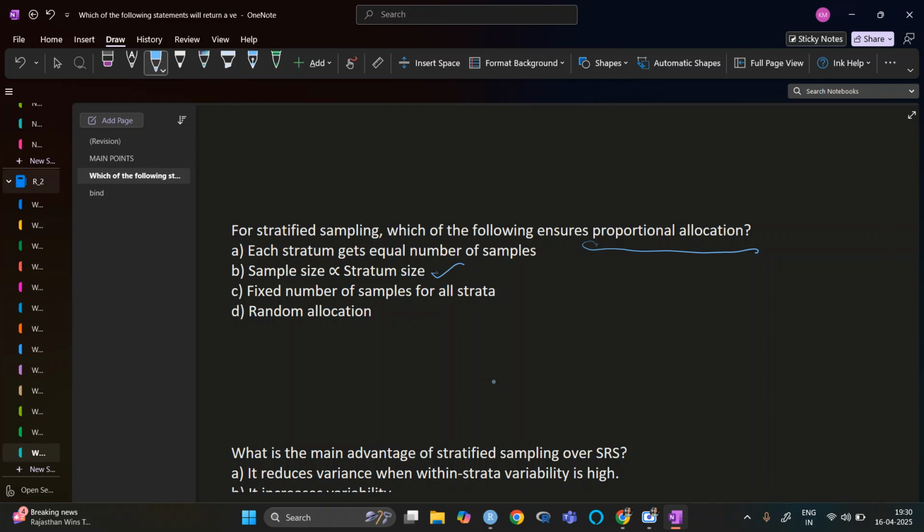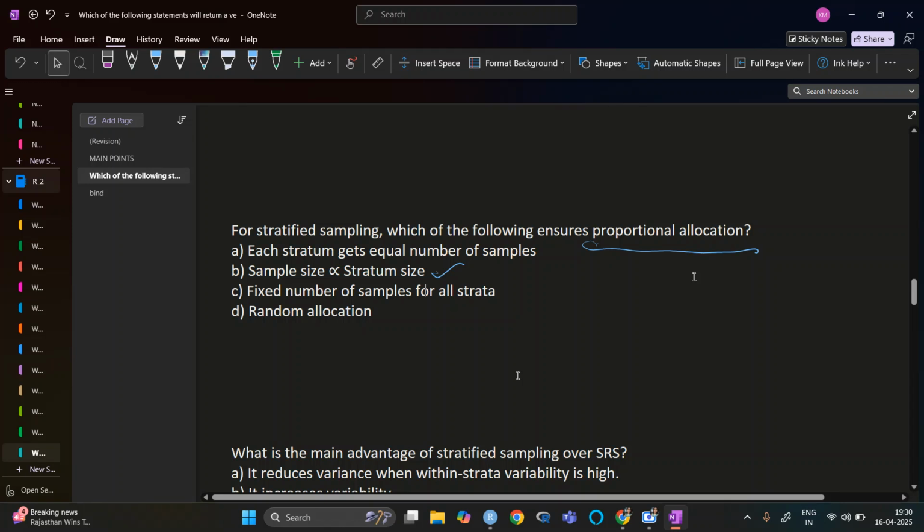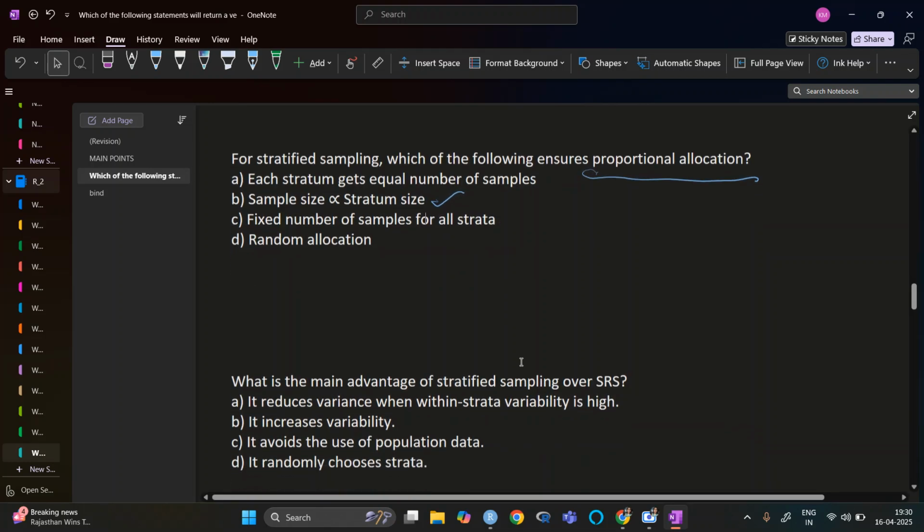And if you have random allocation, you are just randomly allocating, so that one will also not be fixed proportional, meaning to sample size, okay, strata size. So yeah, you can just fix that. Yeah, that is correct, ma'am. Proportionally, that is directly proportional to the stratum size. Okay, that's okay.